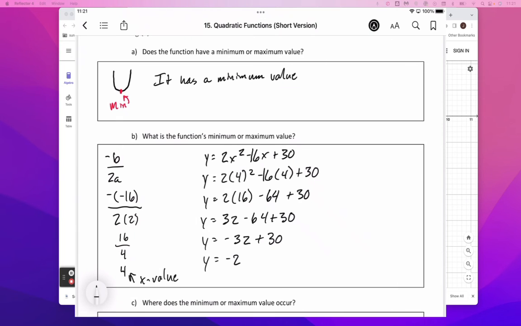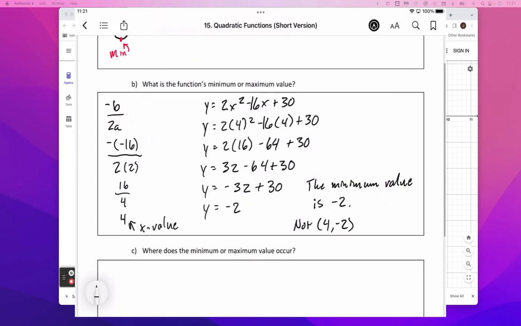Y equals -2. So when they ask what is the function's minimum or maximum value, the minimum value is -2. Notice I am not doing the ordered pair for -2. It's just -2 because that's as low as the function goes. It happens at the x coordinate 4, but that has nothing to do with the actual minimum value.